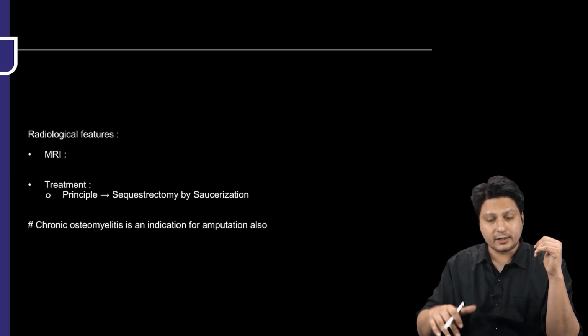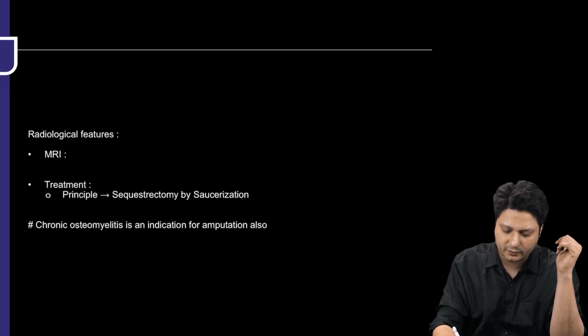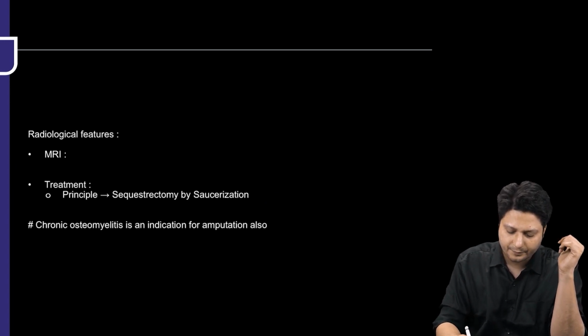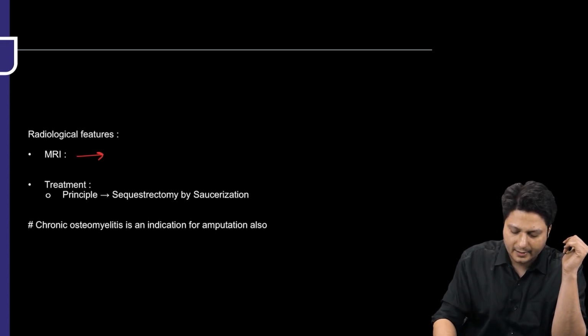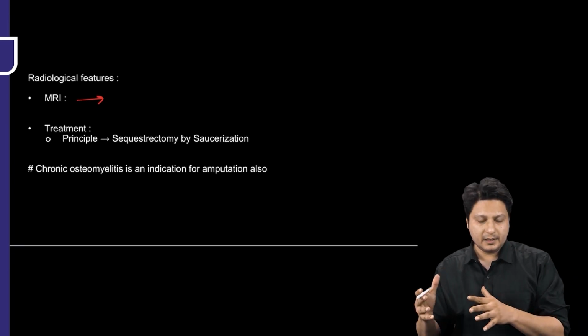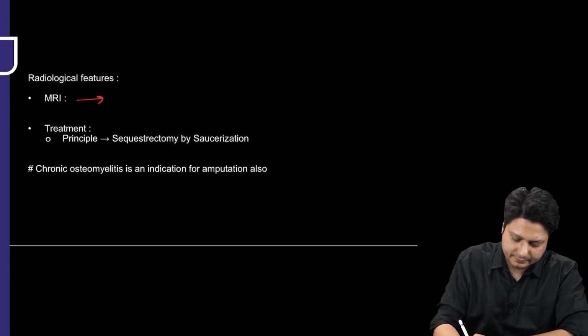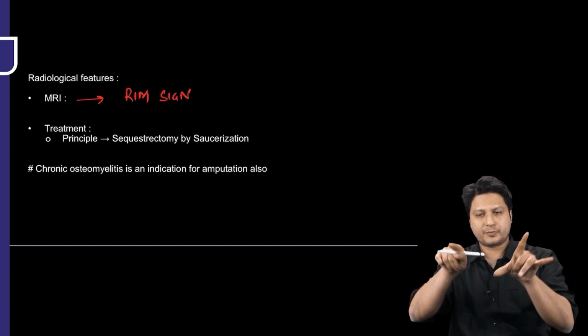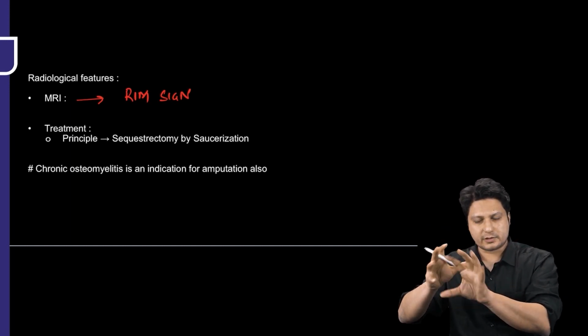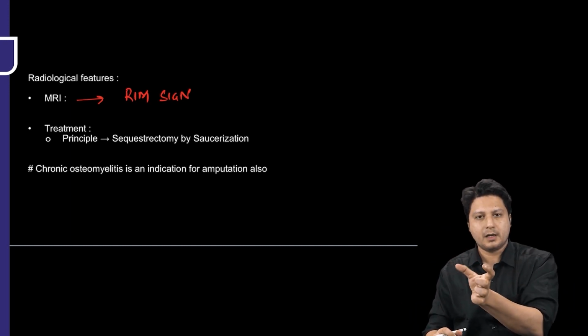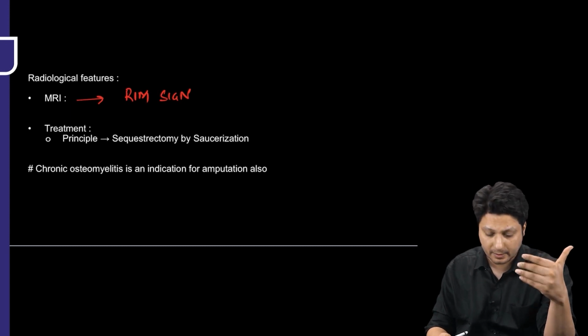Now, as far as radiological findings for this chronic osteomyelitis are concerned, the MRI will reveal the paprika sign. All right. So it is actually having a rim sign. All these features, the involucrum, the presence of sequestrum, granulation, will appear like a rim, and that is the reason why it is known by the name of rim sign.